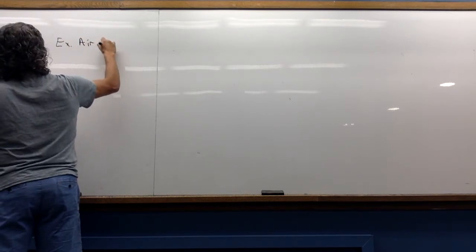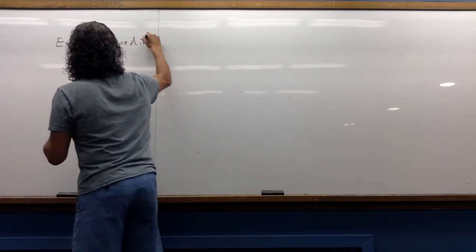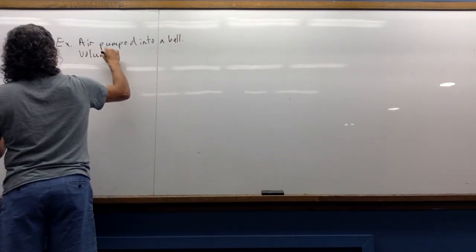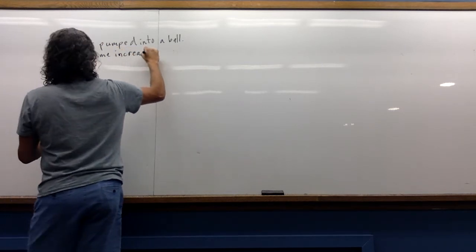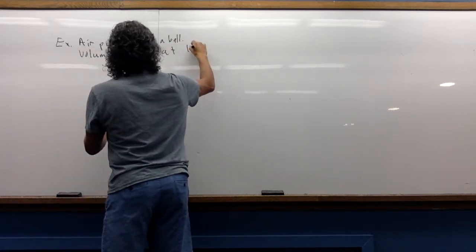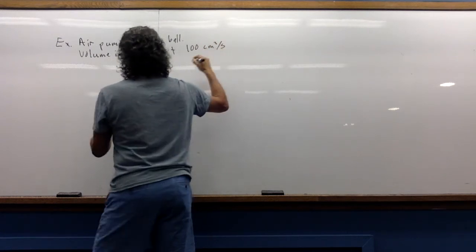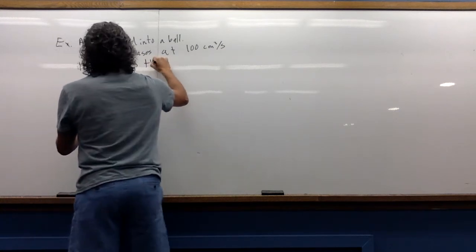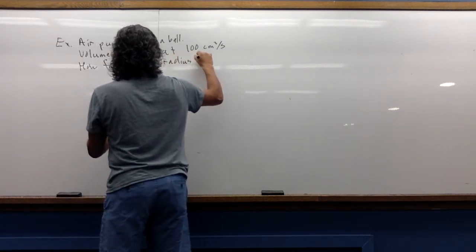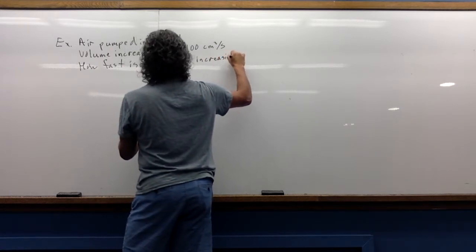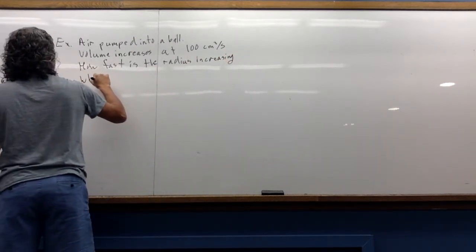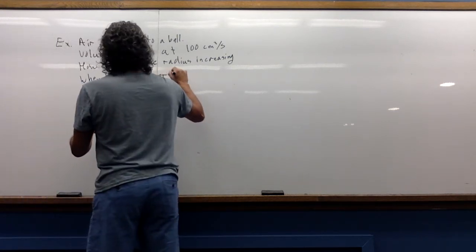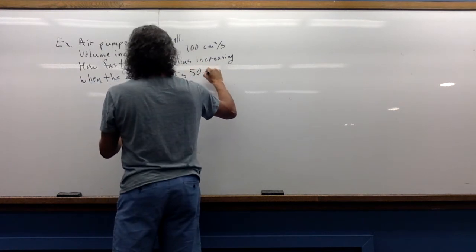So let's say air is pumped into a ball, and that the volume increases at a rate of 100 centimeters cubed per second. How fast is the radius increasing when the diameter is 50 centimeters?